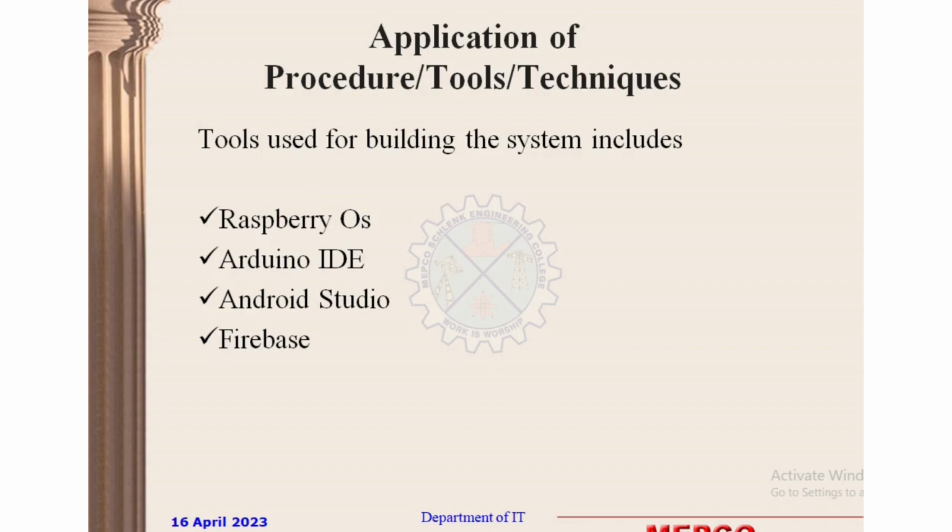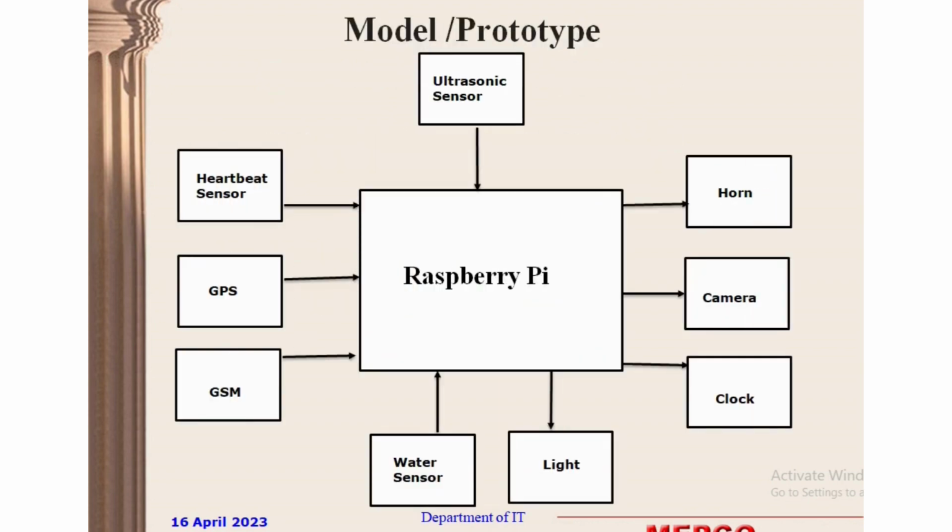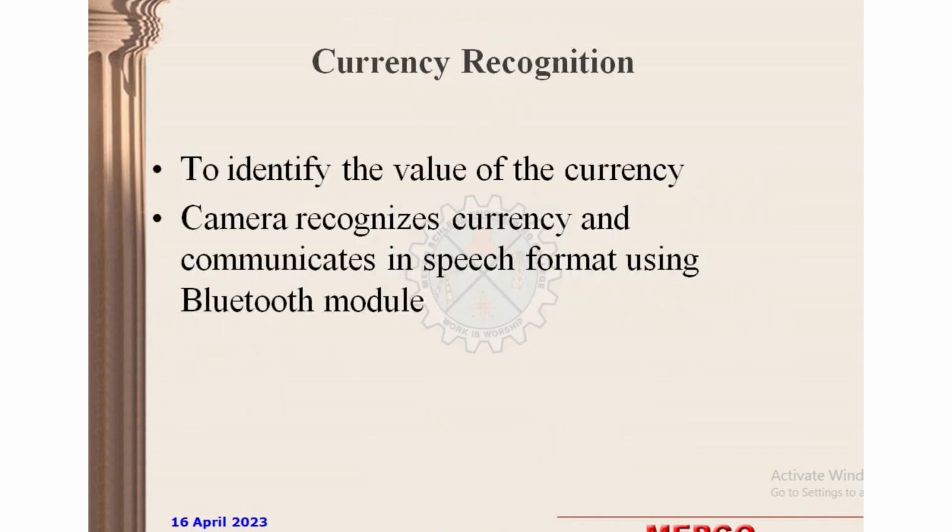The procedures or tools we have used for the project include Raspberry OS, Arduino IDE, Android Studio and Firebase. The model or prototype of the product consists of a Raspberry Pi integrated with ultrasonic sensor, horn, camera, clock, light, water sensor, GSM, GPS and a heartbeat sensor.